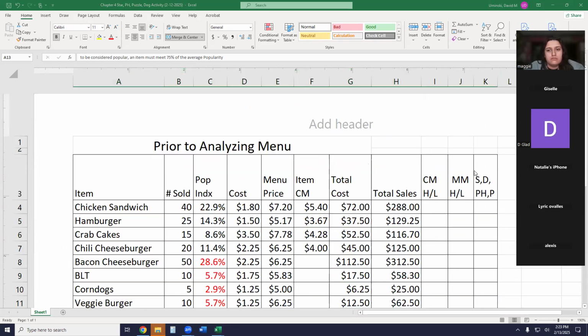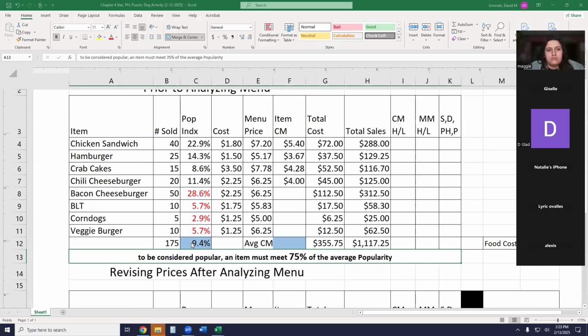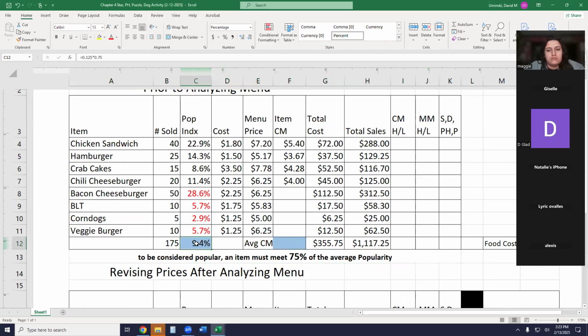Questions about how we got that benchmark of 9.4%? So that goes in the popularity index. That's in that blue shaded square, because that's what we're gonna compare everything to.